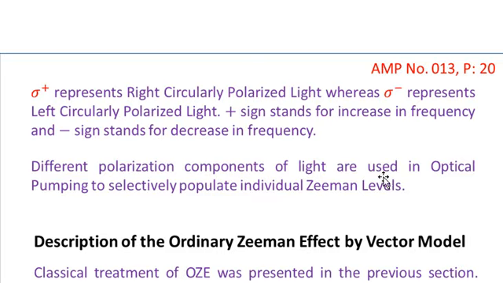Different polarization components of light are used in optical pumping to selectively populate individual Zeeman levels. So if you have the sample and you apply the magnetic field, then of course you have additional splitting of those levels due to the Zeeman effect. So we have different levels which can be excited with light of different polarization states. That is, you can use sigma plus light, sigma minus light, or pi light in order to selectively pump different levels in the Zeeman structure. So different levels in the Zeeman effect can be excited selectively by choosing light of different polarization states.